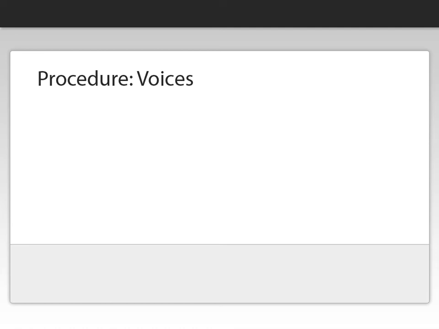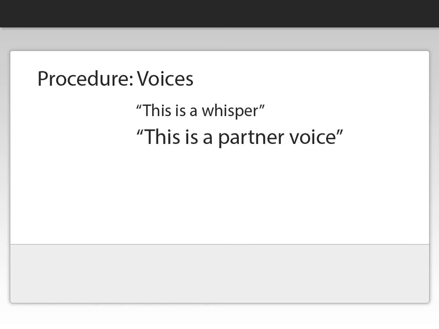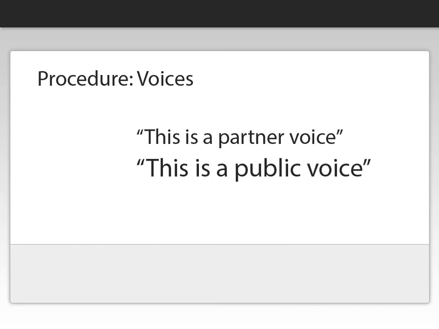It's important to teach the procedures for voices so that noise is managed during partner sharing. To teach the voice procedure, the teacher begins, "This is a whisper," and the students repeat in the same voice, "This is a whisper." The teacher models, "This is a partner voice," and together the students respond, "This is a partner voice." Finally, the teacher models a public voice, and students practice that strong voice that can be heard across the room.